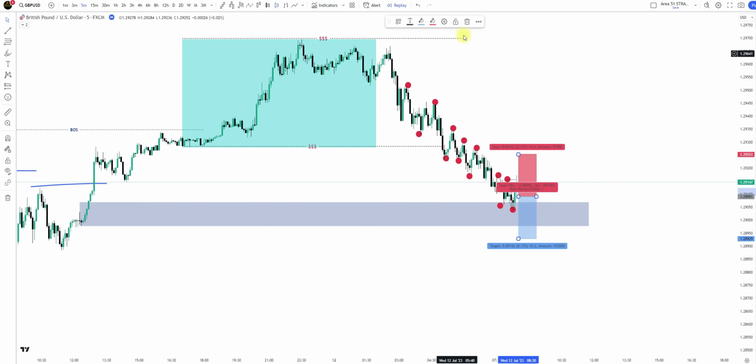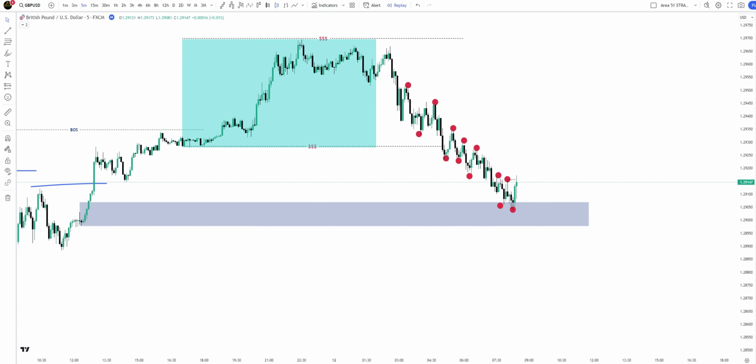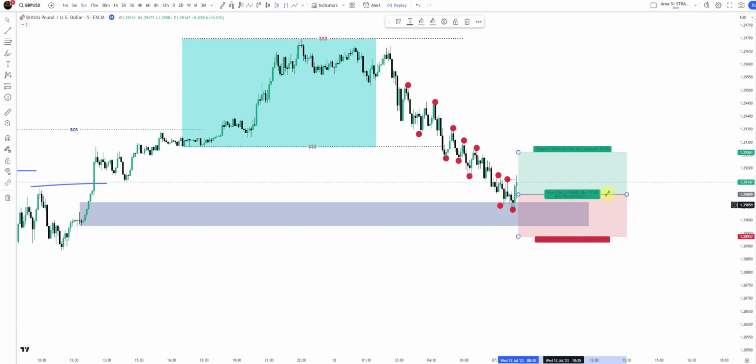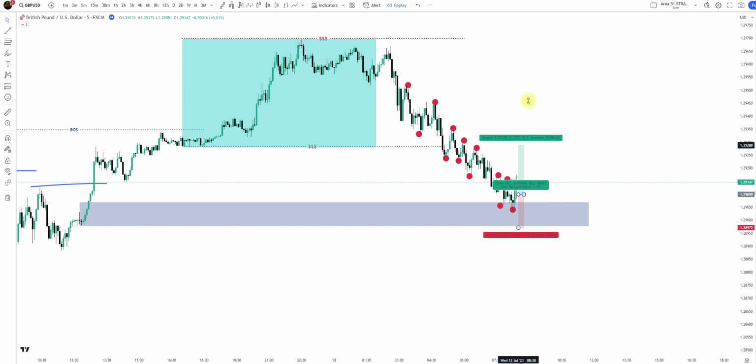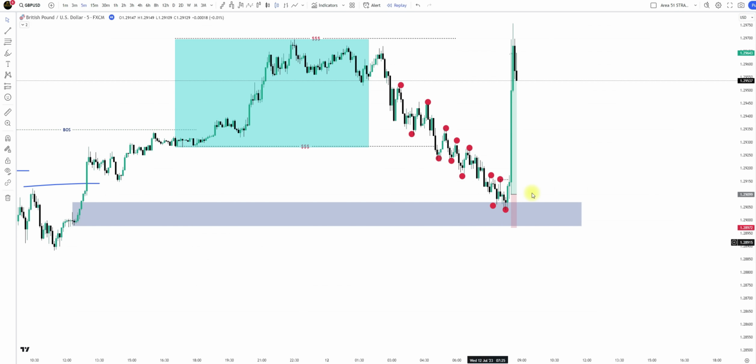Okay, my stop loss was below the structure, and then my target was the previous high right there, about 53 pips is what it was. All right, now let's play the price and see what happens.